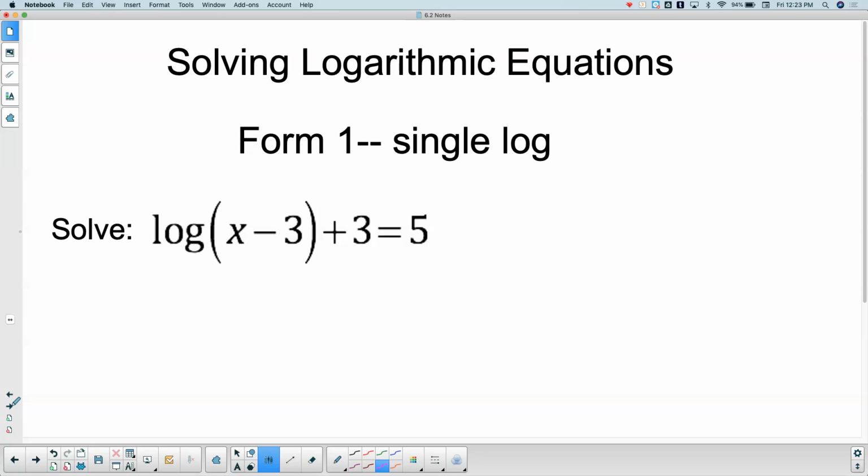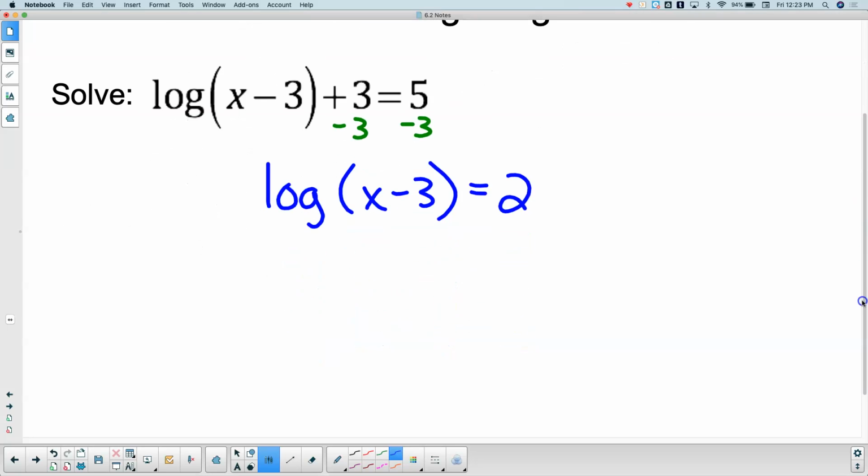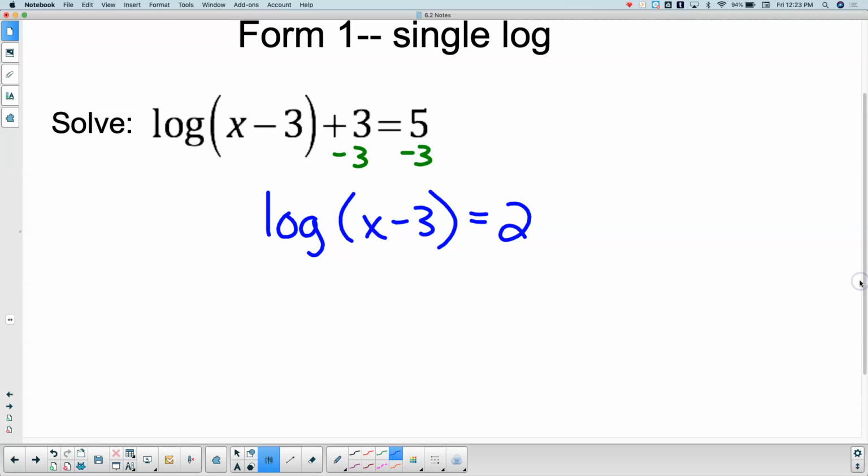So isolate is the first step, so I would subtract 3. That gives me log of x minus 3 equals 2. I have now isolated the log term. All I've got is the log term on that side, so now I need to switch forms. What is the base of this logarithm?